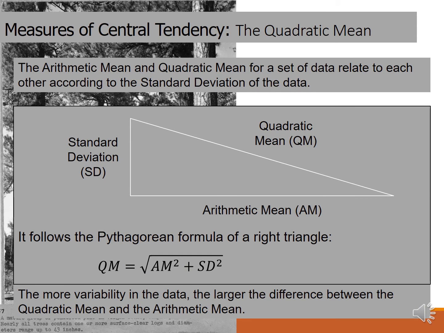The quadratic mean has a special relationship to the arithmetic mean. Not only will it always be larger than the arithmetic mean, but they will follow a relationship that can be described by the Pythagorean theorem. As the standard deviation of a dataset increases, the difference between the arithmetic mean and the quadratic mean increases.